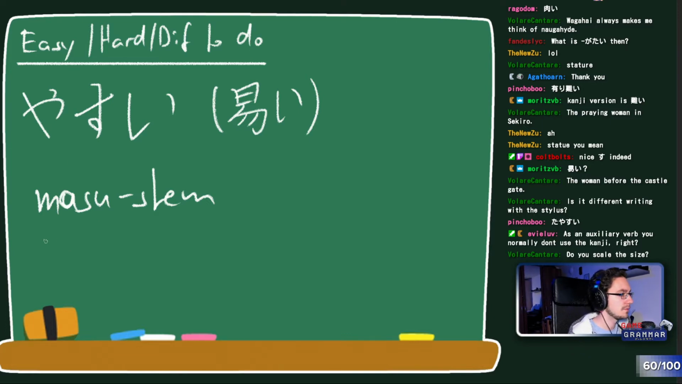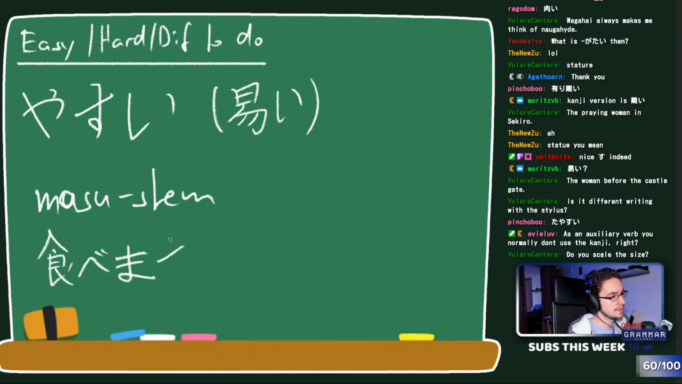So if we have taberu, we have tabemasu, which looks like this. Now, the mas stem is simply this, but with the mas removed.